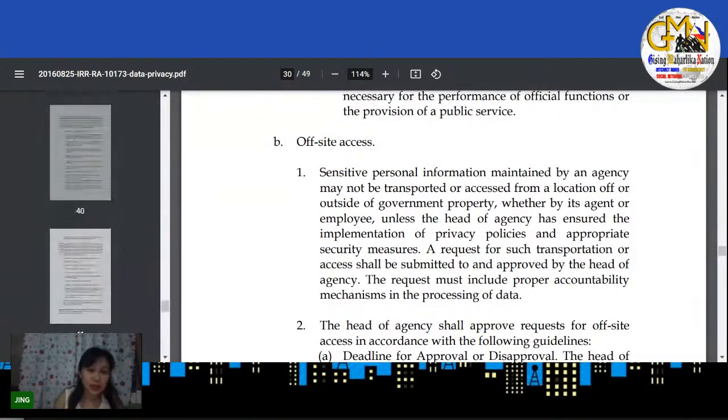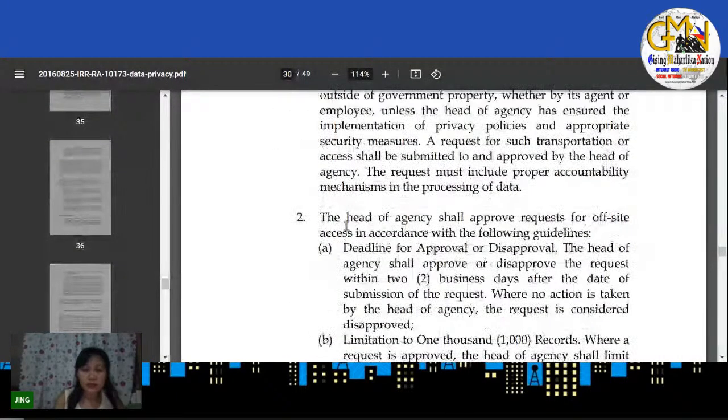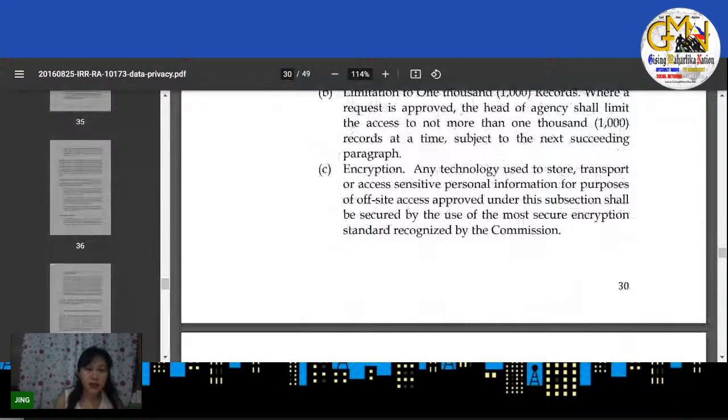Off-site access. Saan page ba ito? 30. Haba pa pala ito.